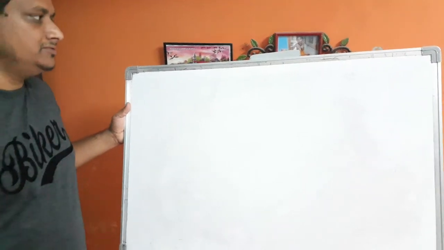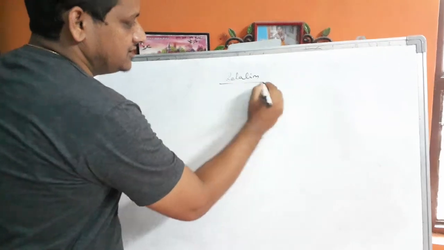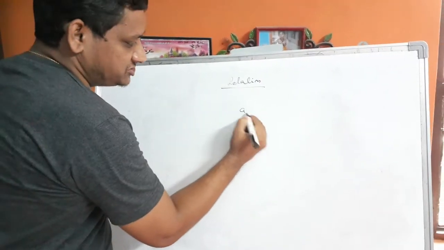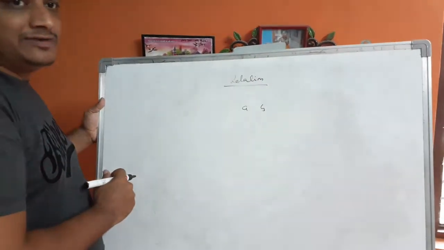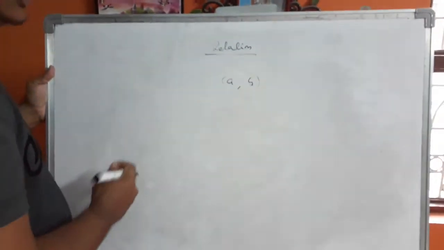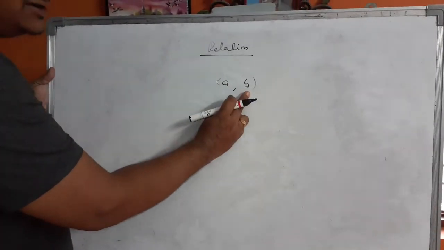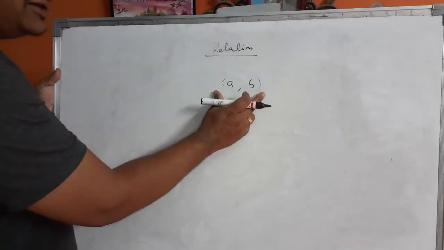Today we are going to discuss relations. Now I am taking two elements, a comma b. They are separated by a comma, and I am taking brackets here. So it is decided that this is the first element and this is the second element in the bracket.